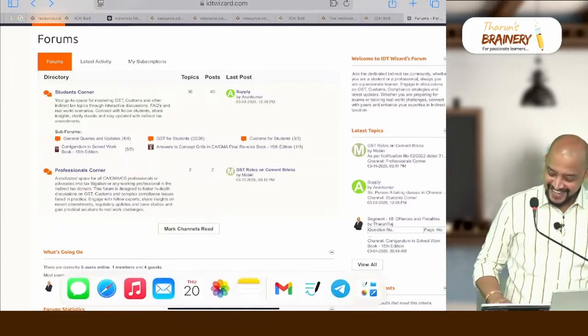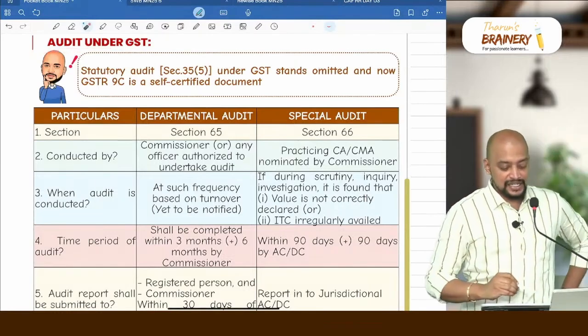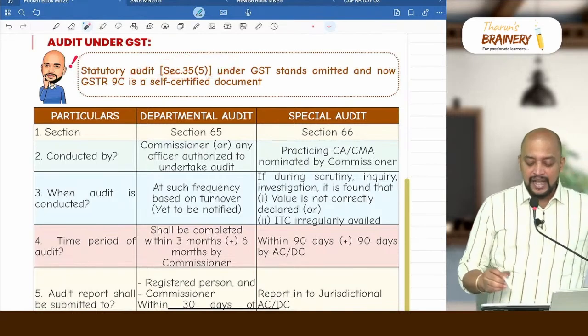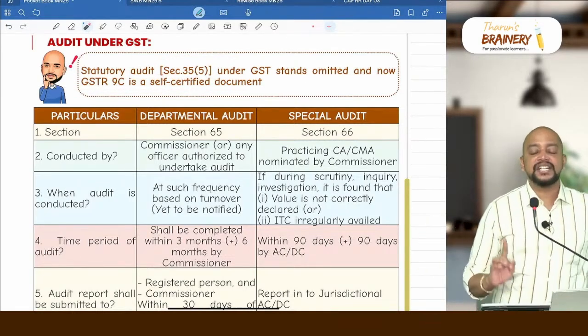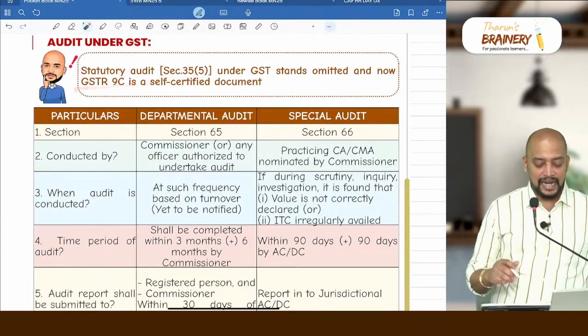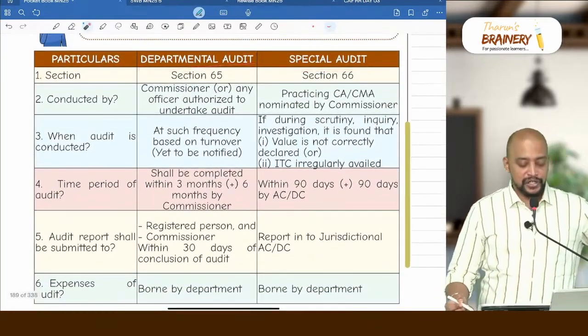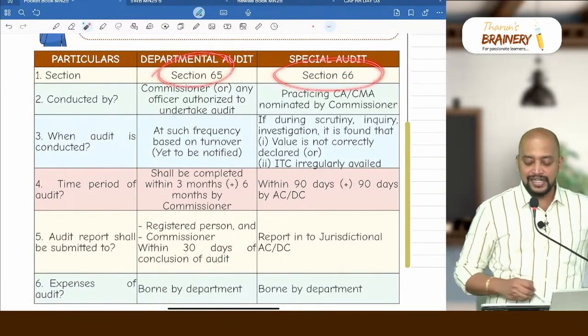Okay. Then next thing, audit under GST. Statutory audit, section 35 subsection 5 under GST, stands omitted. So now we don't have audit. We have only the self-certified reconciliation statement, GSTR 9C. And then we have departmental audit and special audit. There are two types of audit. Departmental audit is section 65 and special audit is section 66.